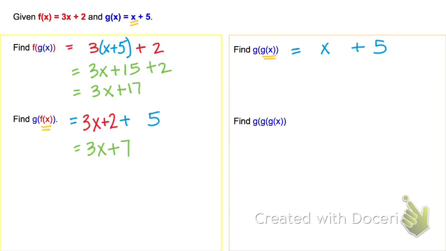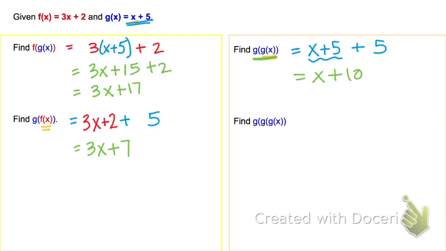So just like the last one, we write down g of x, and then instead of the x, we're going to put what g of x is. So we're going to put the x plus 5 wherever that x was. And then we're just going to simplify by combining like terms. So this is what g of x is.